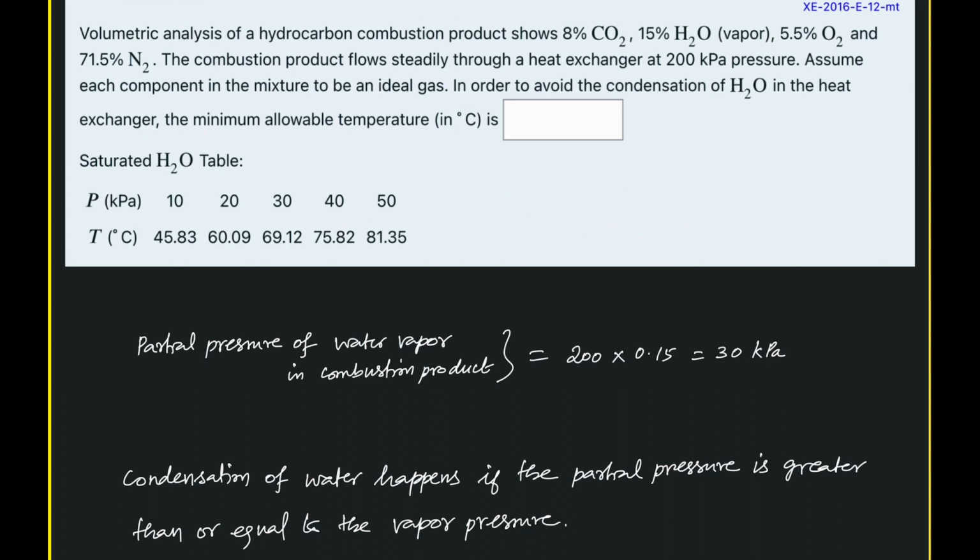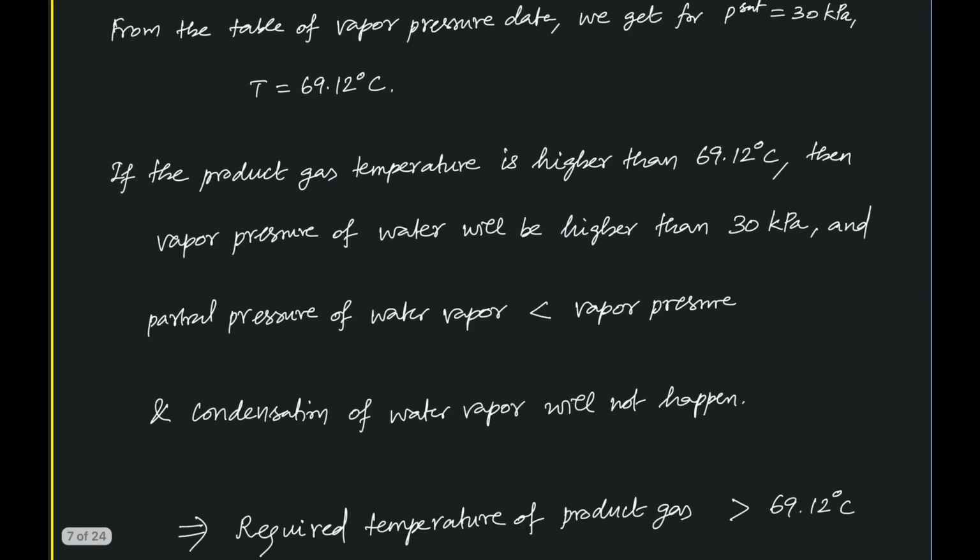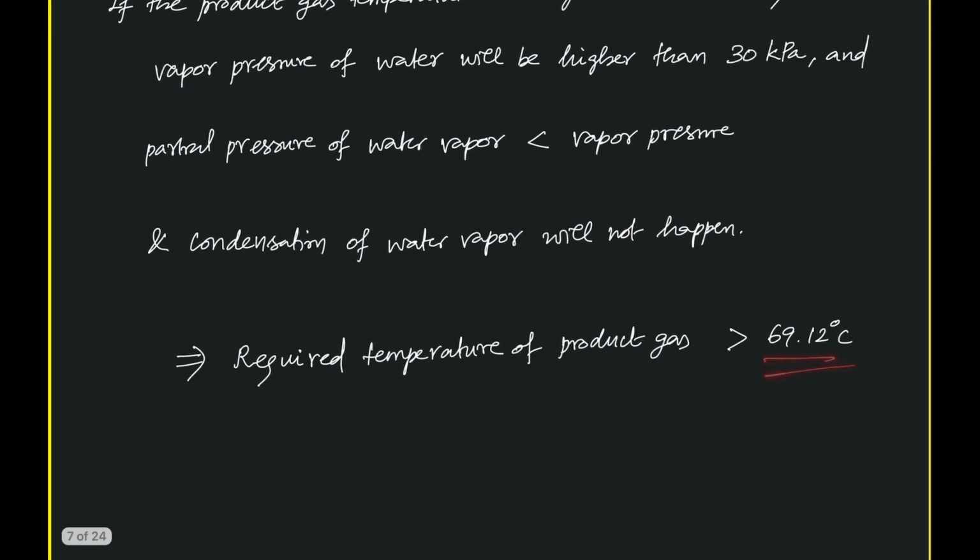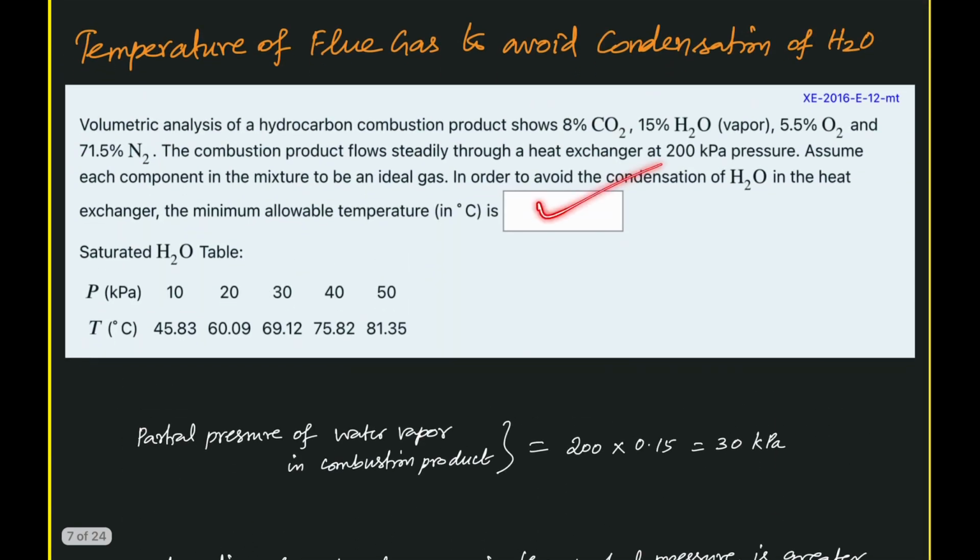So what is the required temperature? The minimum allowable temperature is 69.12. It is better to have a temperature higher than 69.12. At that temperature, the partial pressure and vapor pressure are just the same. It's at the verge of condensation, so it is better to be at a temperature slightly higher than 69.12. So we can have this as 69.5, or 69.12 is also okay, or it should be greater than 69.12. Thank you.